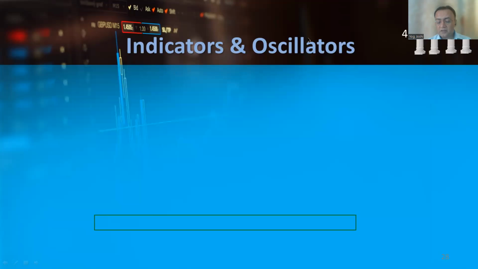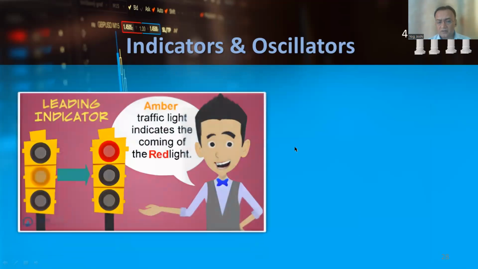Now, indicators and oscillators. It is quite simple. If you know the traffic light, you are able to understand what the indicator is and what the oscillator is. If you know how to follow the traffic lights, you are able to use the indicators and oscillators with a very great success rate, and change your trading style, your investment style, or your thinking about the stock market.